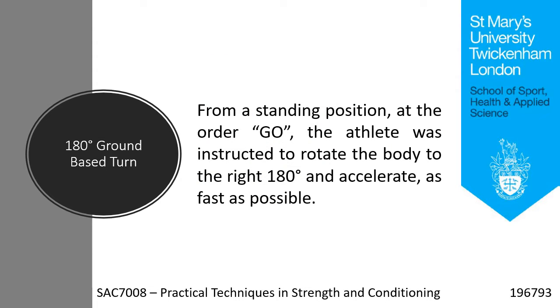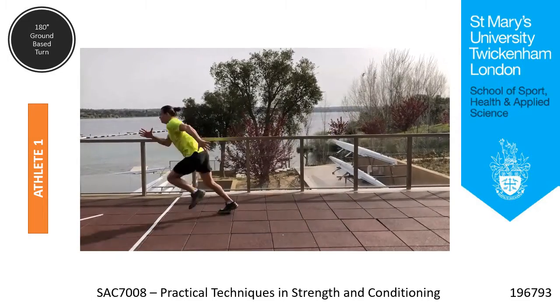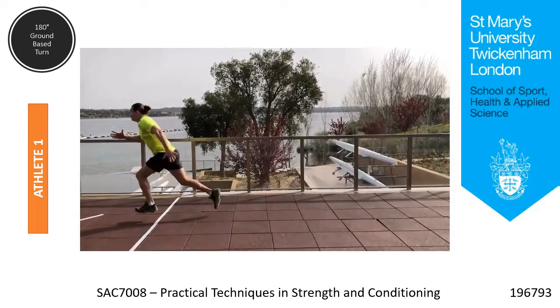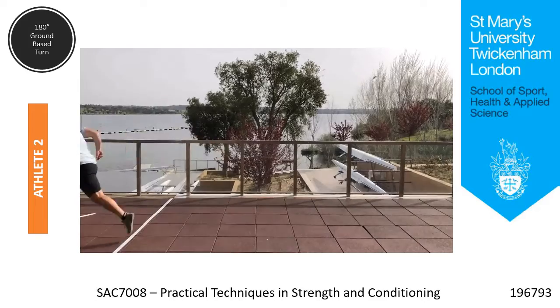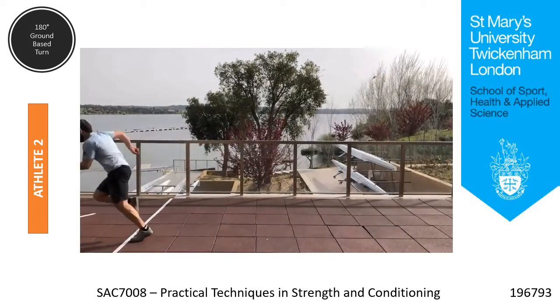On the other hand, agility has been identified as a rapid movement involving the whole body in which change of direction and/or velocity occurs in response to a stimulus. Obviously, change of direction ability relies directly on technical and physical components. Here we have athlete number 1 performing the drill and athlete number 2 performing the exact same drill.